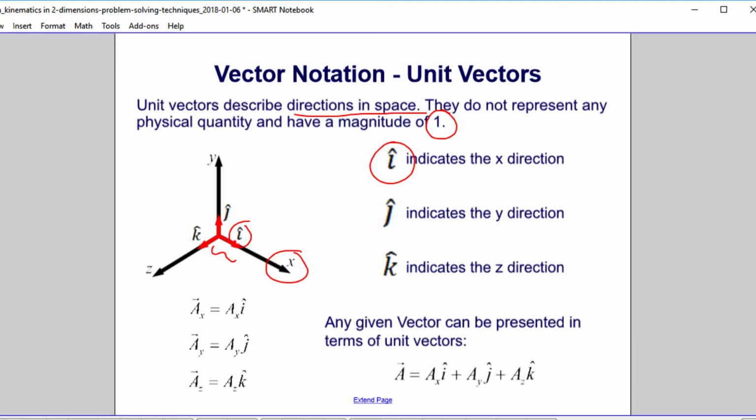Any given vector can be presented in terms of unit vectors. So over here, let's say you just want to talk about a vector in the x direction, a sub x, that would be a_x, which is the magnitude of a sub x, times i hat. And if we put it all together, a vector A, which is in 3 dimensions, would be a sub x i hat plus a sub y j hat plus a sub z k hat.